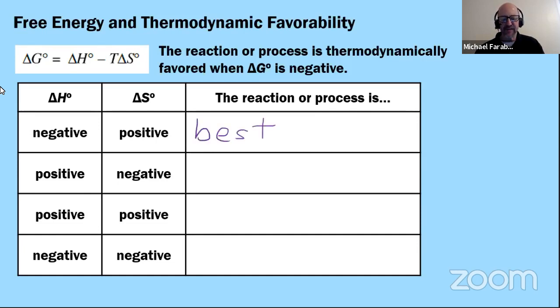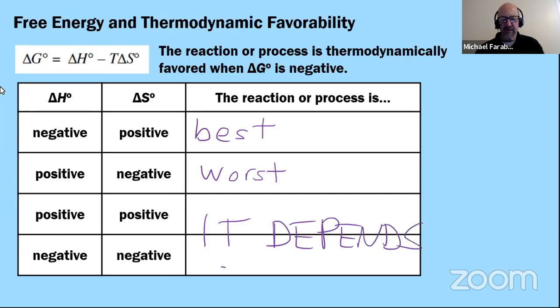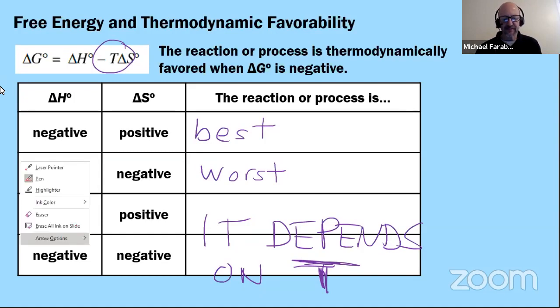And then the next row of the table, I'm going to call this a worst case scenario. And then in these examples, I would say in general, it depends. Well, it depends on what? It depends on the value of the temperature. So in terms of the T and the delta H minus T delta S, then that temperature is going to be important in certain situations.